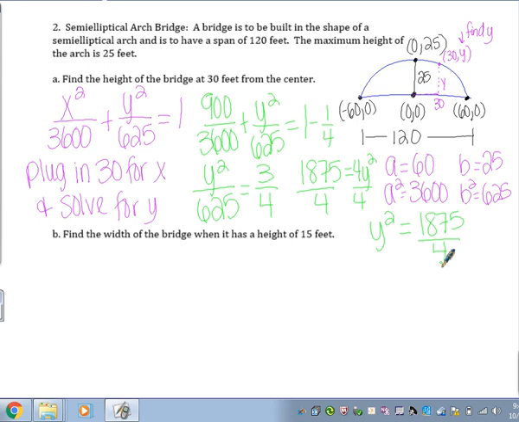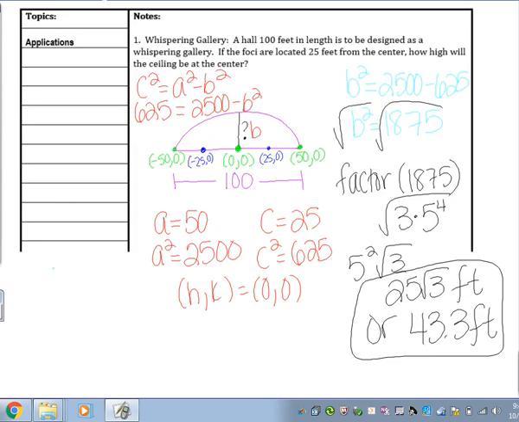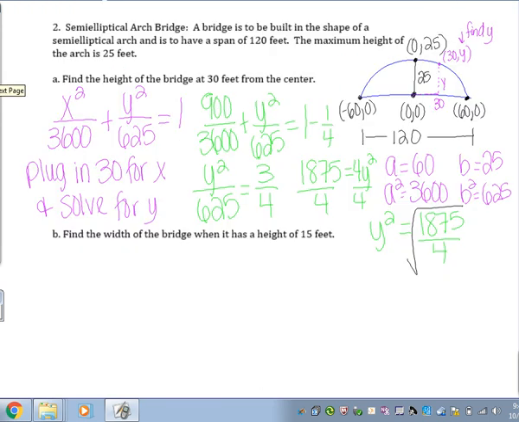I need to square root it. And again, we can leave it exact or we can do it as a decimal. And didn't we break that down? Did we break down 1875? 3 times 5 to the fourth, so 25 root 3. So we can make this exact. So this would be 25 root 3 over 2. Or you could have turned it into a decimal, which would be 21.65, both of them being in feet, correct? Yes.